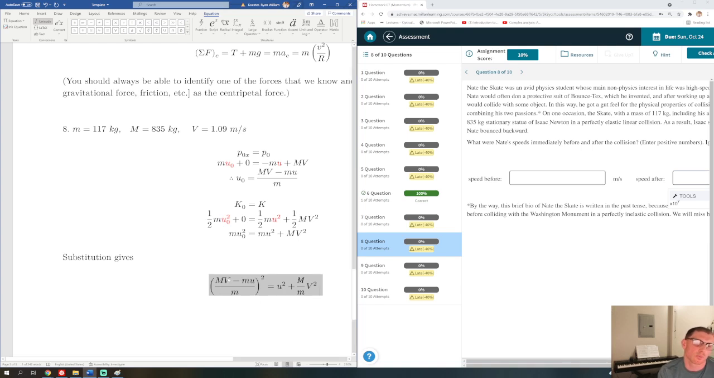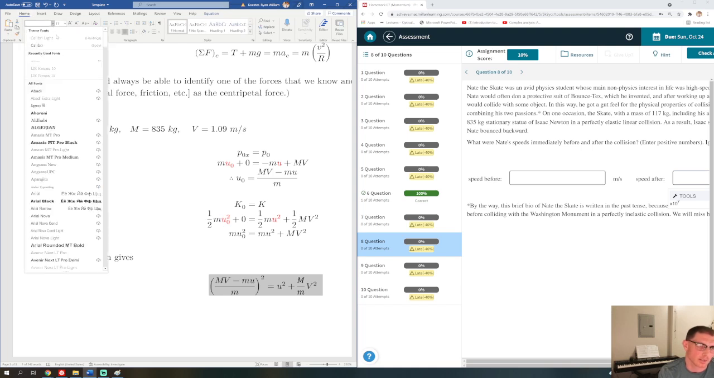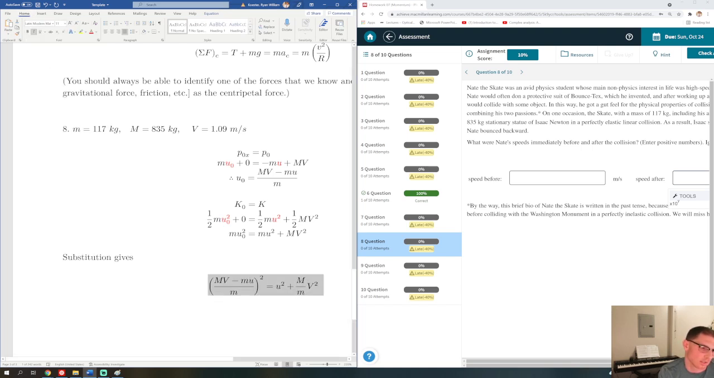Yeah. Remember what we're doing is we're taking the ratio of the masses just to simplify the algebra a little bit. Yeah, well, no, you can't use Mathematica, unfortunately. I wish you could, but no.